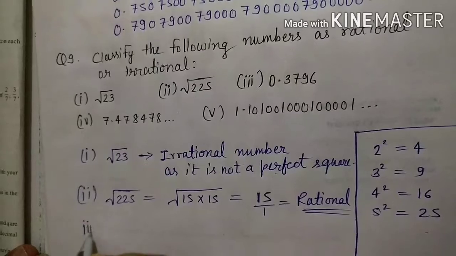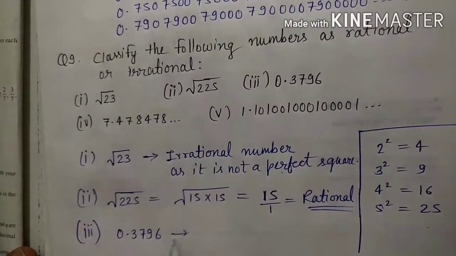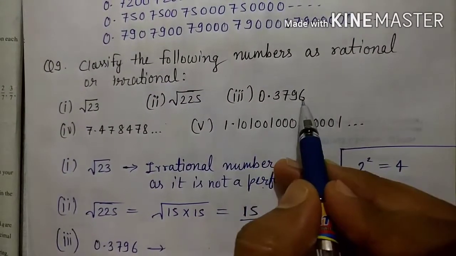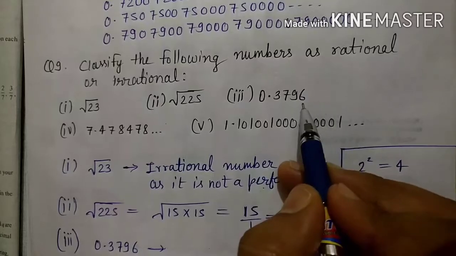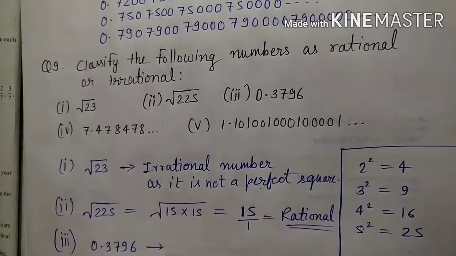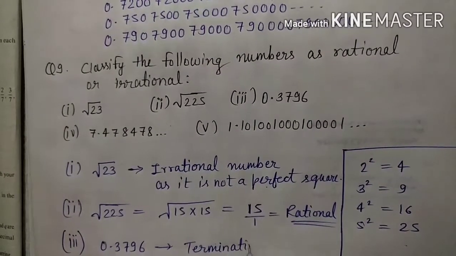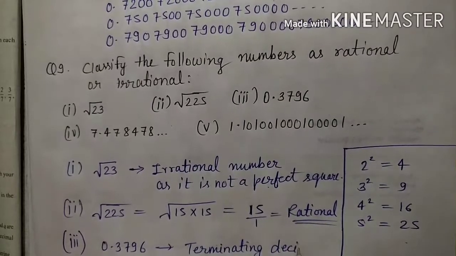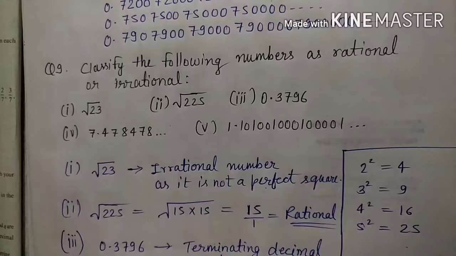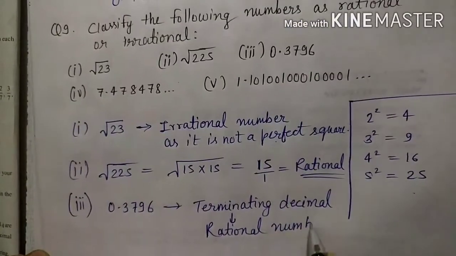Now the third part, just check 0.3796. Here we do not need to do too much hard work. As you can see, it terminates after 6, no dotted lines are there, and no other digits are there. As it terminates, it is a terminating decimal. And we know that terminating decimals come under rational numbers only. So it is a rational number.